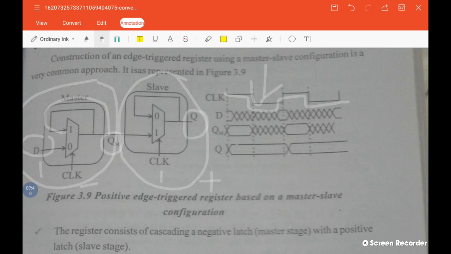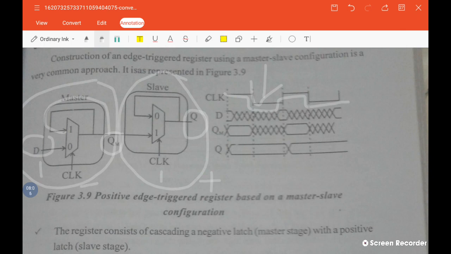Now when the clock is low, what happens? What should happen is that whenever the clock is high, at that time your register must produce an output signal. That is, whatever data D is there must be produced at Q. Now we'll see what happens when the clock is low, which is what we first discussed.